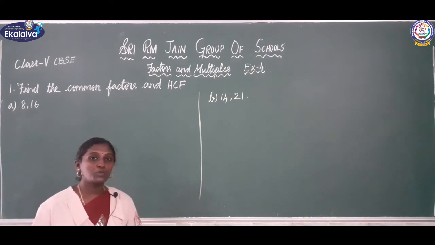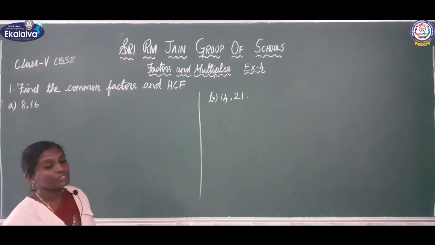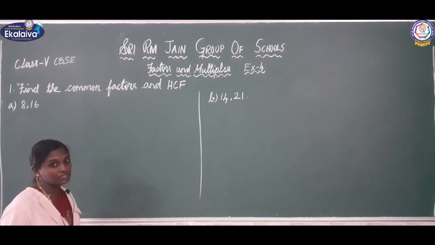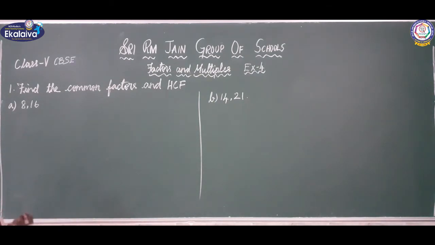Today we are going to do the problem from exercise 4 from the chapter Factors and Multiples. First question, find the common factors and HCF. We are going to find the common factors for the given numbers and then we are going to find the HCF.